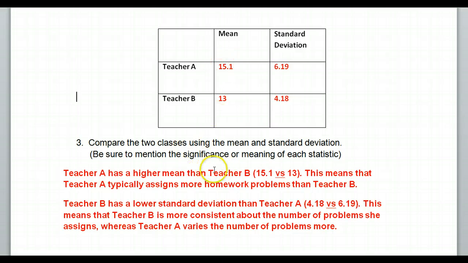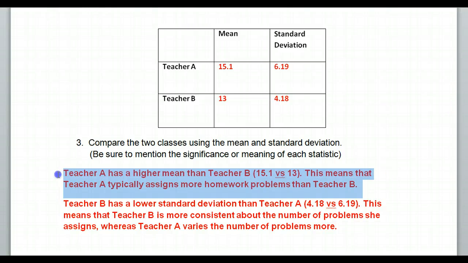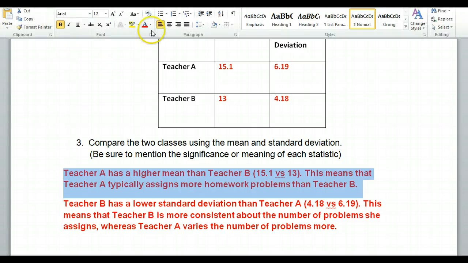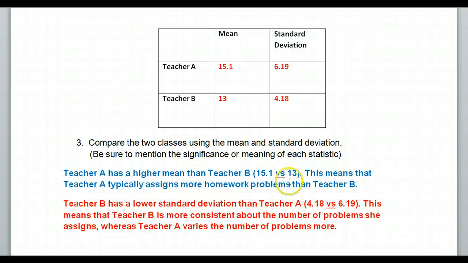As we do this comparison, I want you to make 4 sentences. I want you to make 2 sentences that are all about the mean. So these blue sentences are all about the mean. And then I want you to make 2 sentences that are all about the standard deviation. The first sentence is just going to state the facts. Which teacher had a higher mean? Mention the numbers. The second sentence is going to tell us what that means.